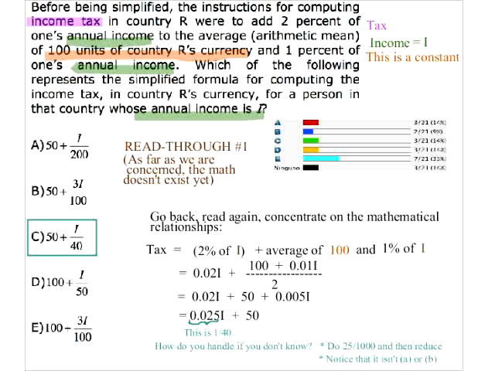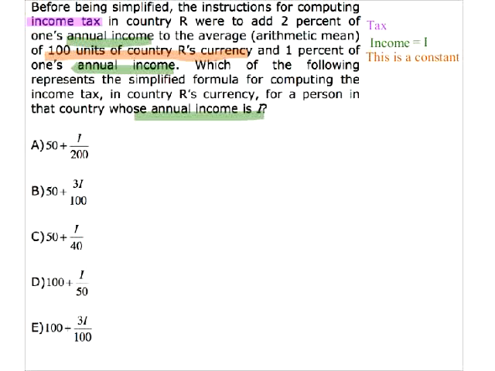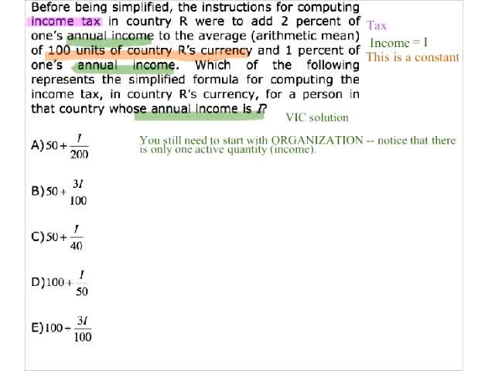You can pick a value for I, because it's a formula. That means it's going to work for every possible unit of I. So this is still a VIC problem, so you still need to start by doing the same thing. You still need to start with organization. Notice that there is only one active quantity, which is income, but you can pick a number for it.